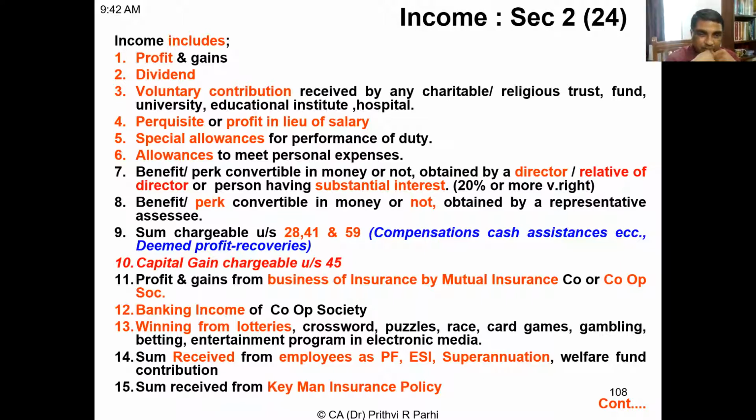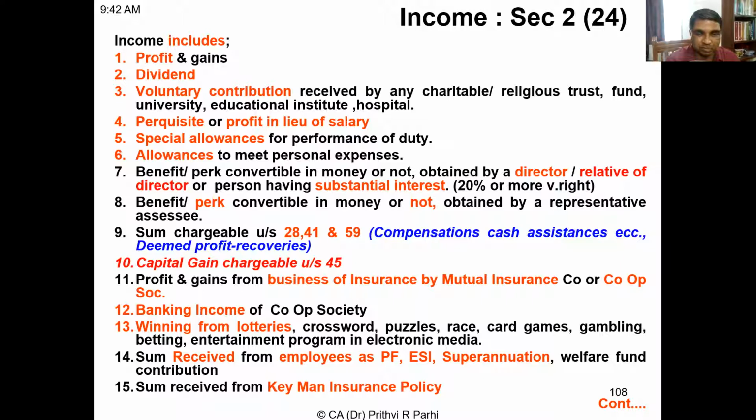Point 12. Banking income of a cooperative society. If the cooperative society is doing banking activities, that income is also treated as income.